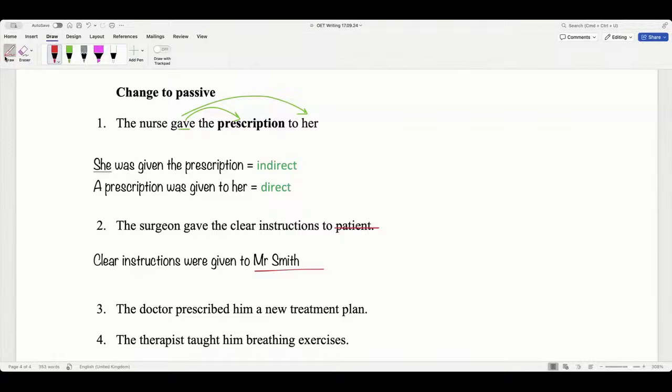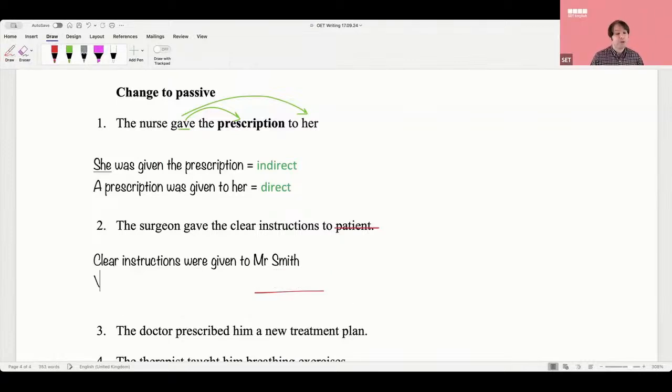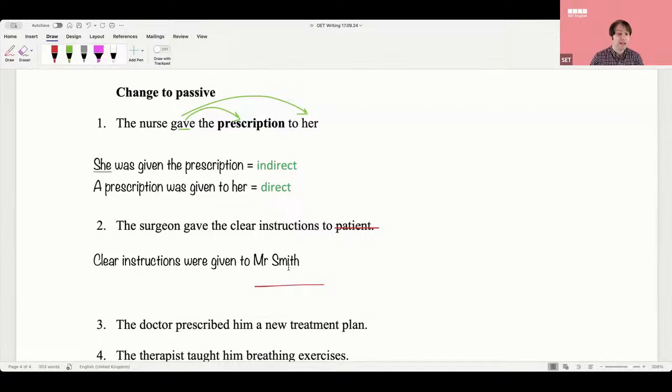Okay, now Mustafa, is it possible to start with the indirect object? Can I start with Mr. Smith? Is it possible?